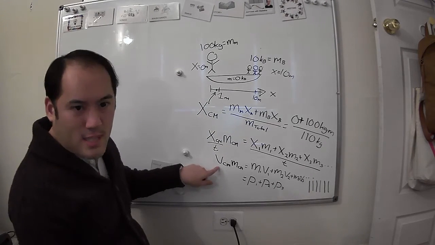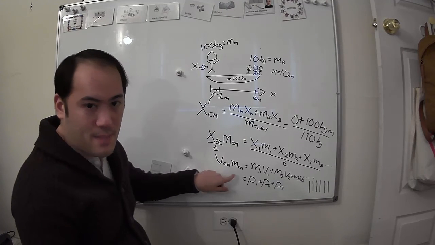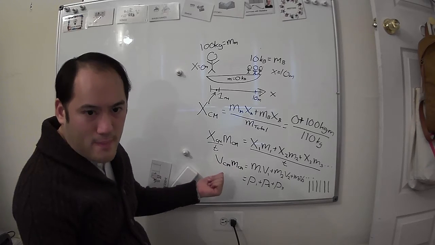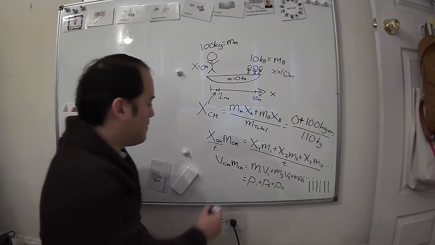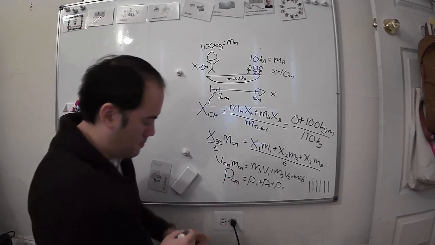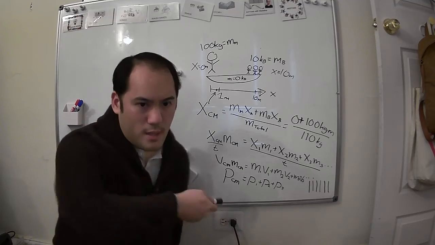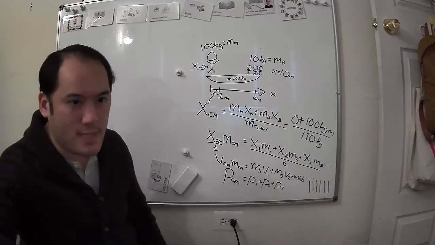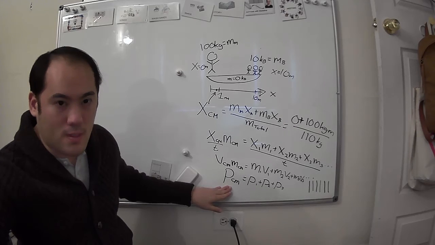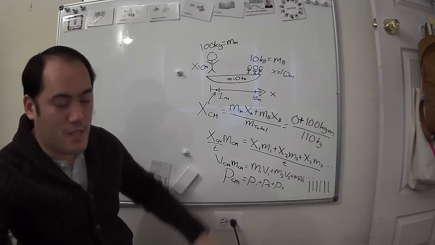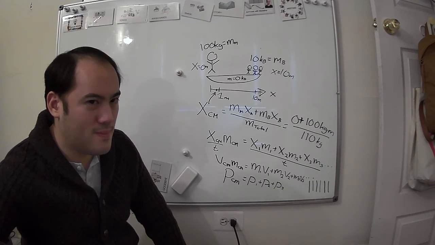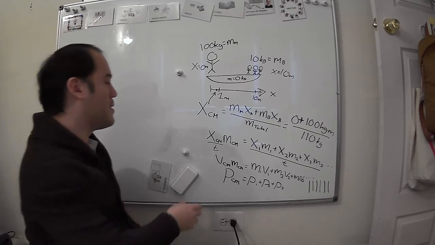Now wait, what's this? The velocity of the center of mass times the mass of the center of mass, or the total mass, is m cm vcm. It's pcm. For any system of objects, the momentum of the center of mass is equal to the total momentum of all its parts. Is that useful? Yeah, there's like one kind of problem you might see that is useful.